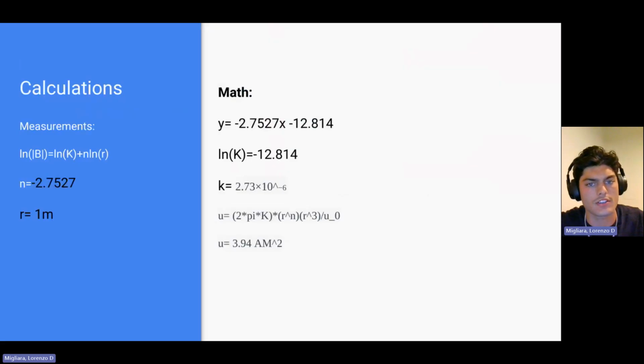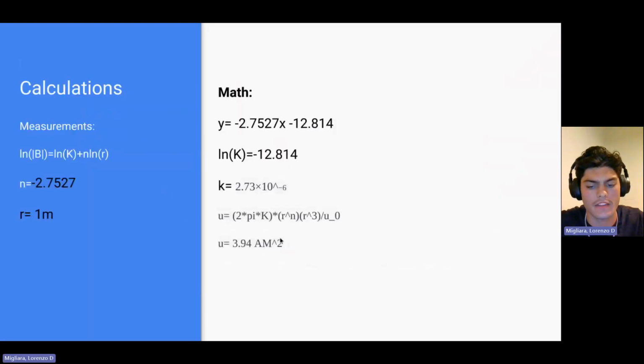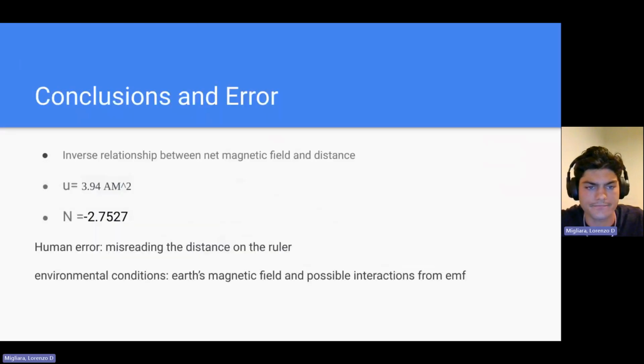We've got some calculations here. Of course, we plotted 3 points. We've got this linear curve here, the slope of which is measured here, and then we did some math to find k based on this -12 value. Then we apply that to the formula for u. All of this is derived from the Biot-Savart law.